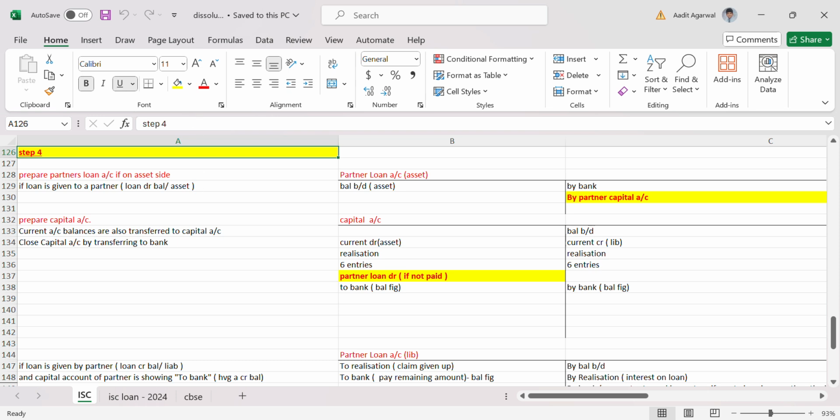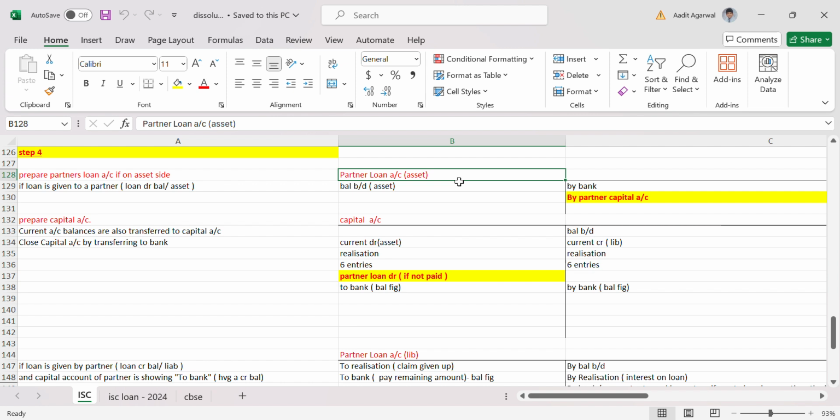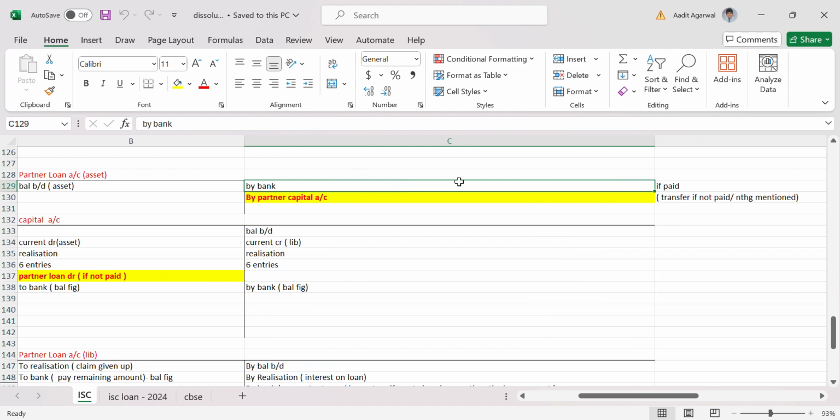Hello, the last part in the dissolution of the firm chapter is that you have to prepare several ledger accounts. The first ledger account that you have to prepare is for the partner's loan account, which is appearing on the asset side. Since it's on the asset side, the opening balance will always be on the debit side. Now the partner will have to pay back the money to the firm. So if he pays back, you write bank, and if there is no mention that he has paid or not, then you will transfer it by writing by partner's capital account.